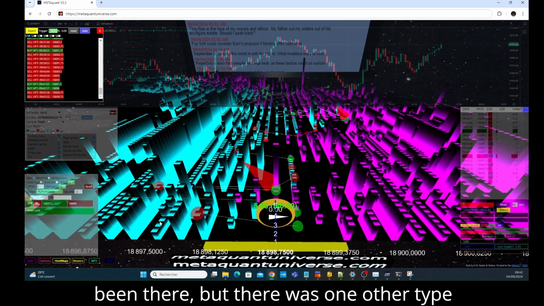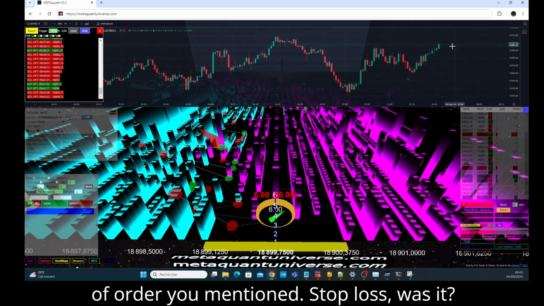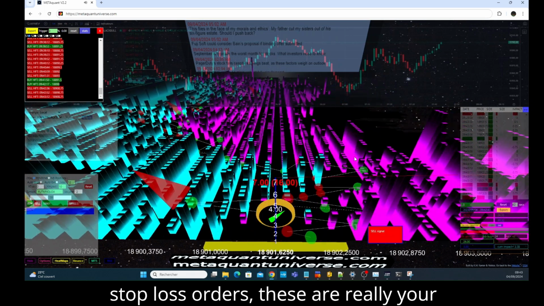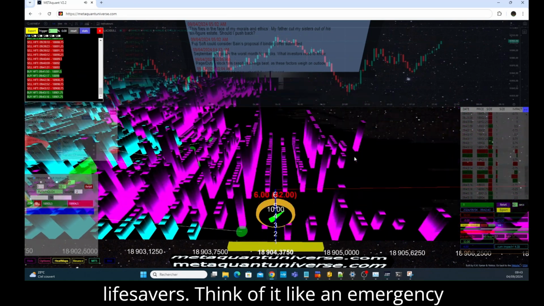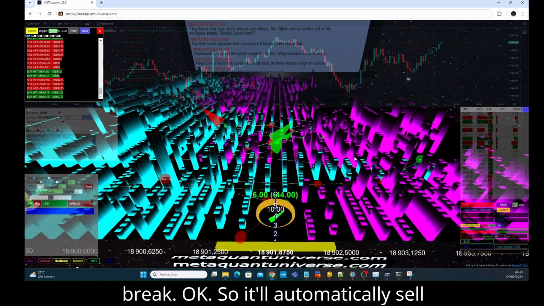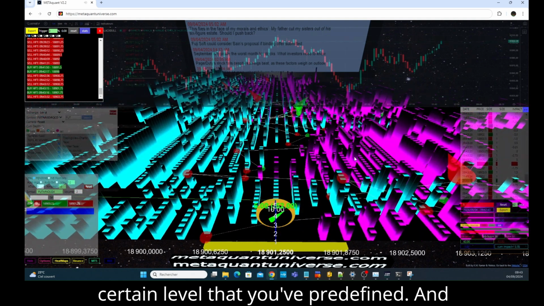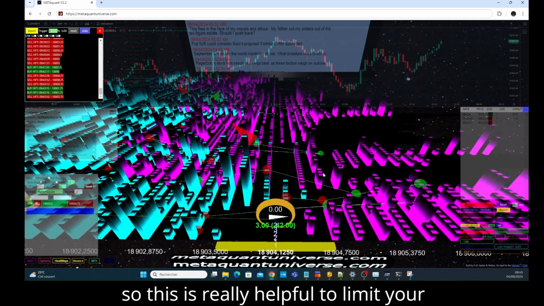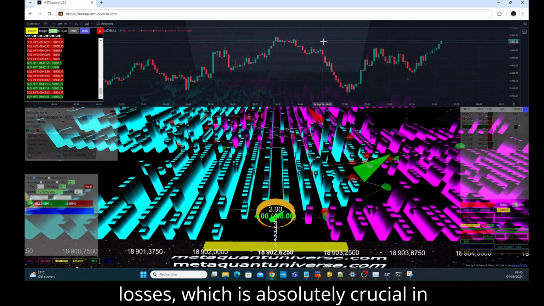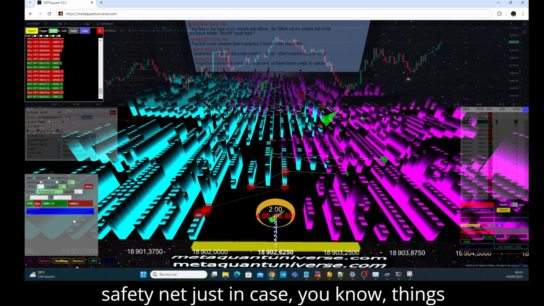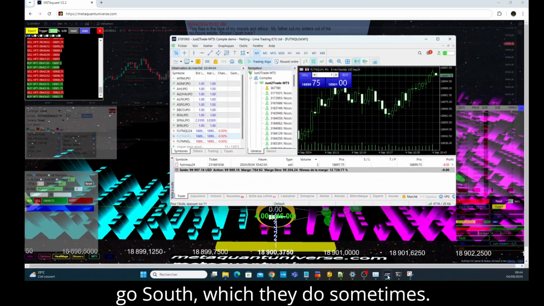But yeah, there was one other type of order you mentioned. Stop loss, was it? Right. Sounds kind of ominous. Yeah, so stop loss orders, these are really your lifesavers. Think of it like an emergency brake. Okay. So it'll automatically sell your position if the price drops to a certain level that you've predefined. And so this is really helpful to limit your losses, which is absolutely crucial in scalping. So it's like you're setting a safety net just in case things go south, which they do sometimes.